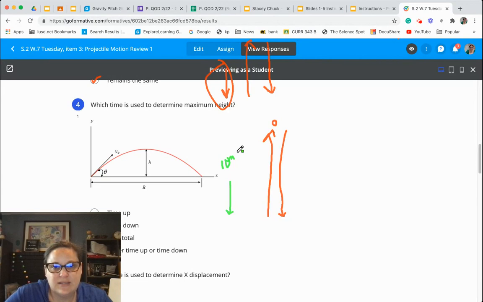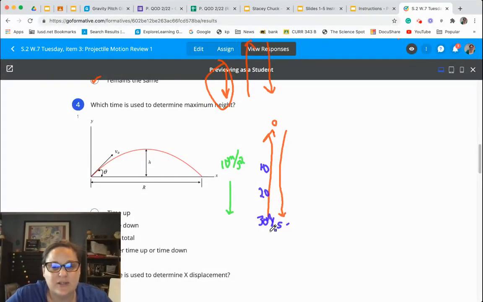This means that it changes the velocity by 10 meters per second every second. So if I start out at, let's say, 30 meters per second upward, okay, then gravity will change it by 10 every second. So 20, 10, and then 0.